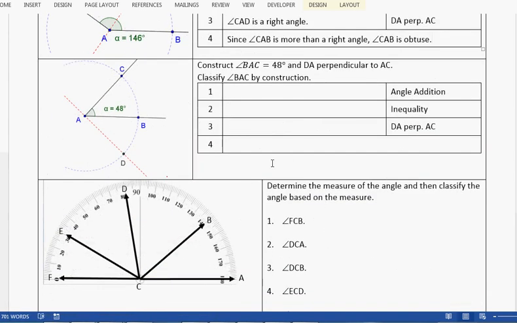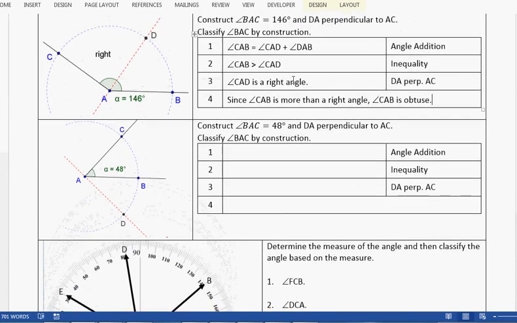Okay, take a moment to do this next one. Use this as your inspiration. Alright, we start with the angle addition. We have CAD being the large outside angle, so we need to add the two smaller ones. Angle CAD equals angle CAB plus angle BAD. The inequality statement needs to include the angle we're interested in and the right angle, so that's CAB and CAD.